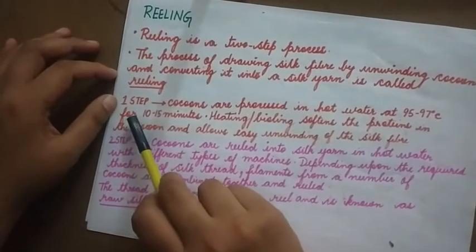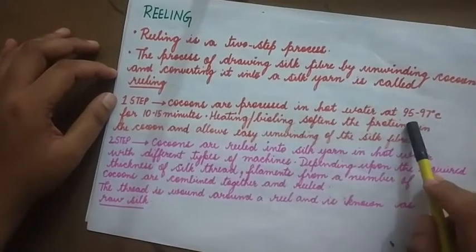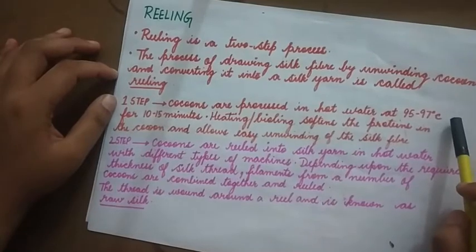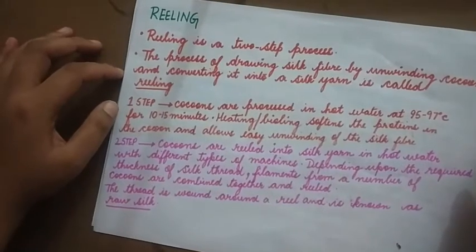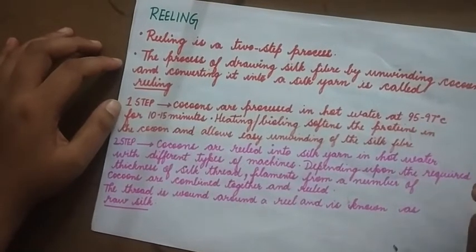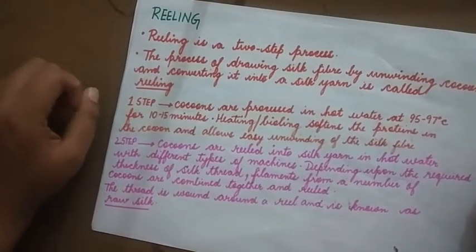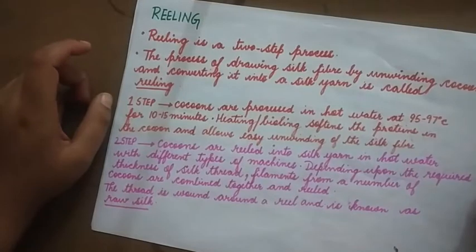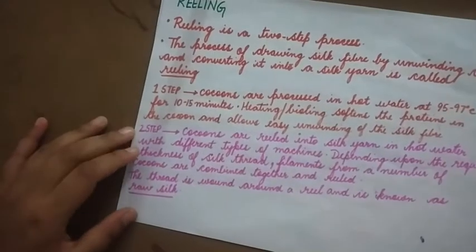What is the first step under this? Cocoons are processed in hot water at 95 to 97 degrees Celsius for 10 to 15 minutes. So here cocoons are boiled at this particular temperature, and heating or boiling is done so that it softens the proteins in the cocoon and allows easy unwinding of the fiber.